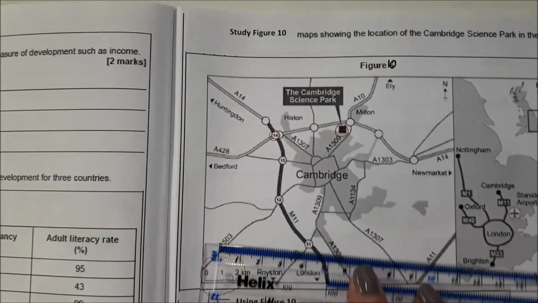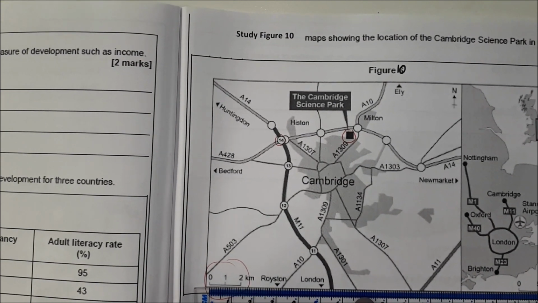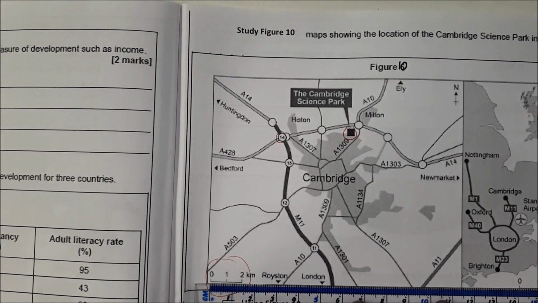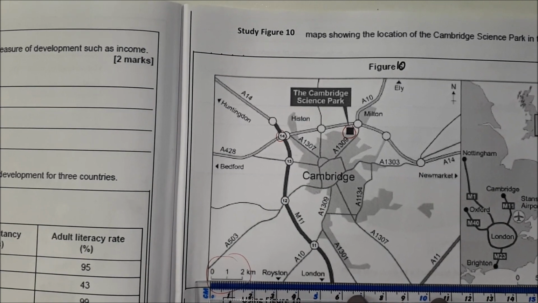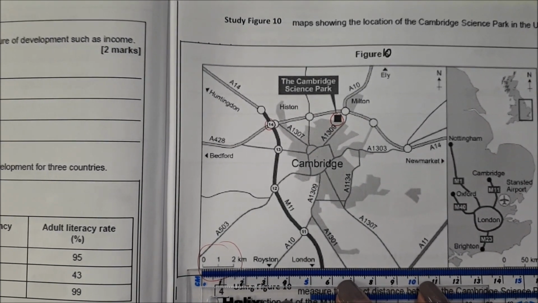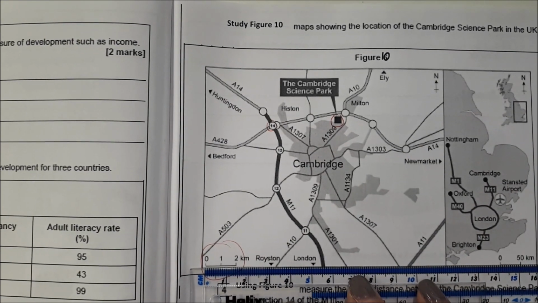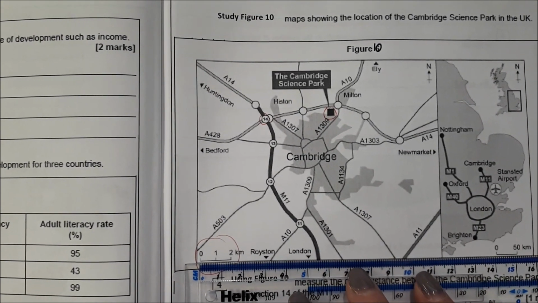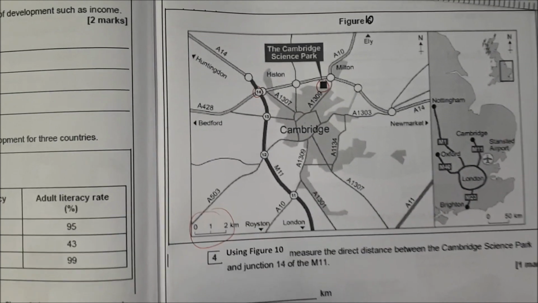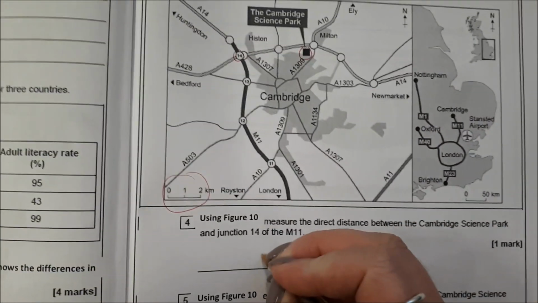I then take my ruler down to the scale so I can see, well, what does that mean? So according to this scale, 1.5 centimetres is 2 kilometres. So that means that 3 centimetres is 4 kilometres. So what is the direct distance? 4 kilometres.